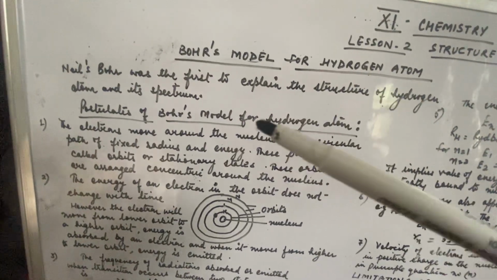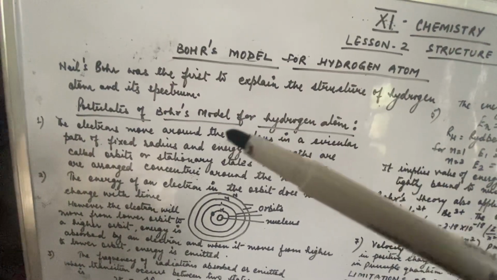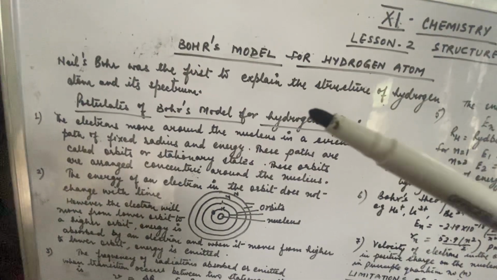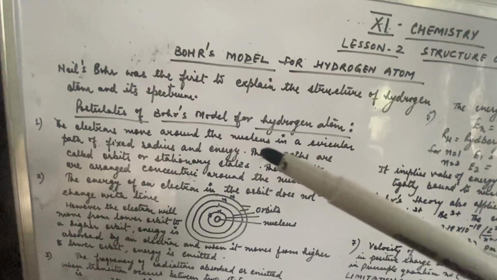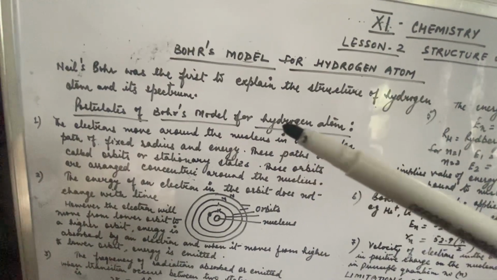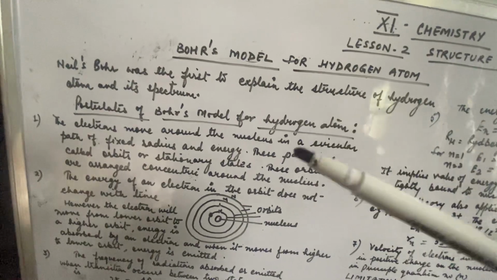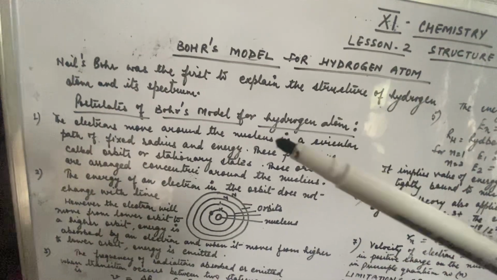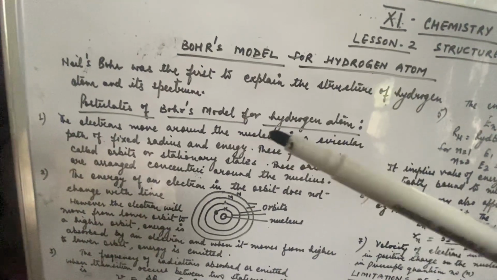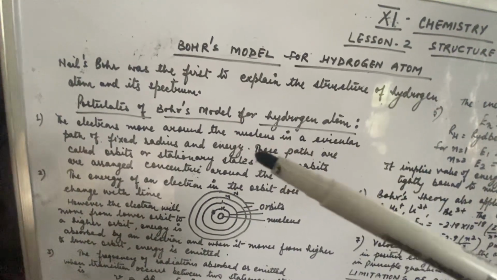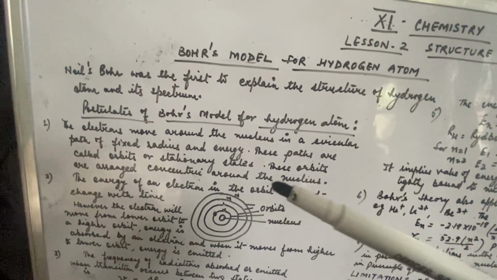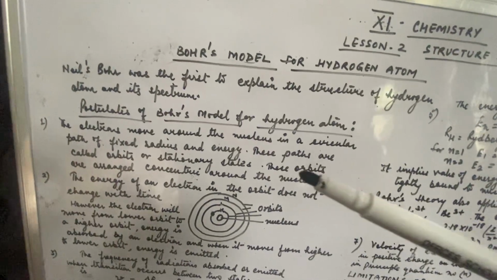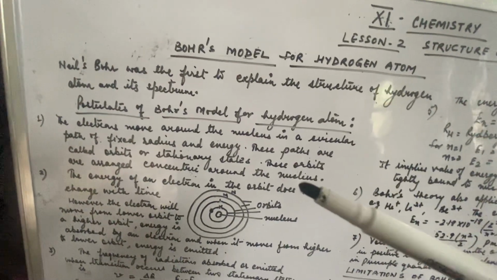So Niels Bohr explained the model for hydrogen atom on the dual nature of particle, dual nature of radiations. Like electromagnetic radiation, electron exists in the form of particle as well as it emits radiations also. So on this dual behavior, he explained its model, which Rutherford and Thomson had not explained.